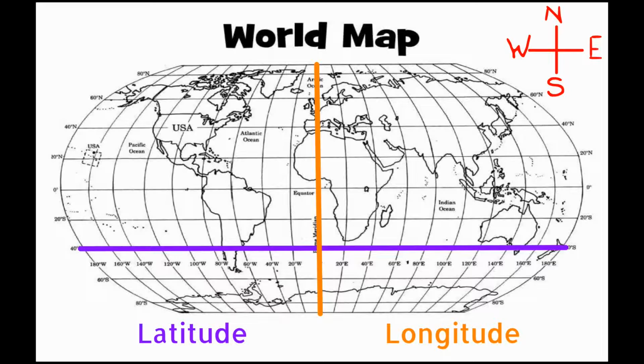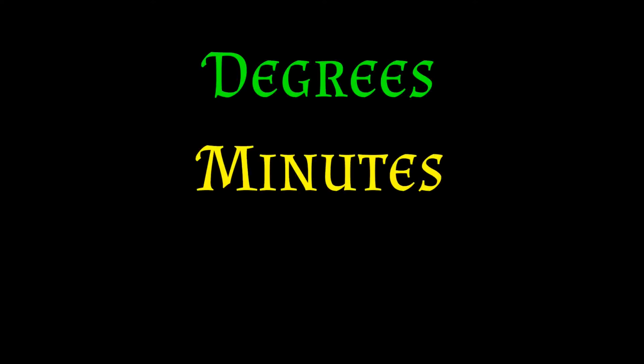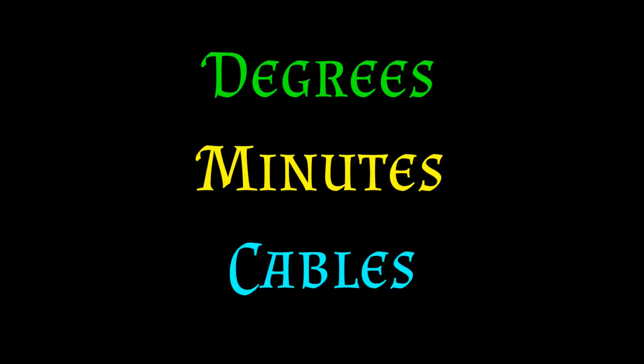A good way to remember whether the horizontal or vertical lines are latitude is by using a simple trick. Because latitude sounds like ladder, you can associate them to rungs on a ladder, which run left to right or east-west. Latitude and longitude are measured in degrees, minutes, and cables. We'll go into minutes and cables in a bit.